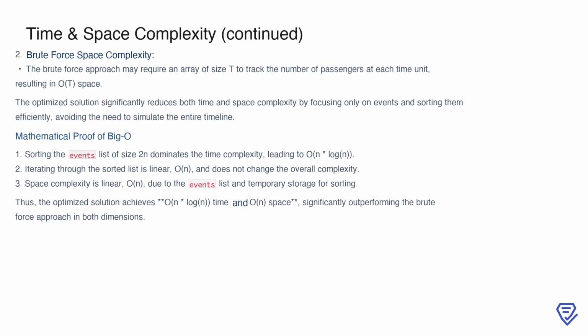Together, the time complexity remains n log n. Space complexity is linear, n, due to the storage needed for the events list and the sorting algorithm's temporary space. This optimization is a significant improvement over the brute force approach, achieving both faster execution and reduced memory usage.